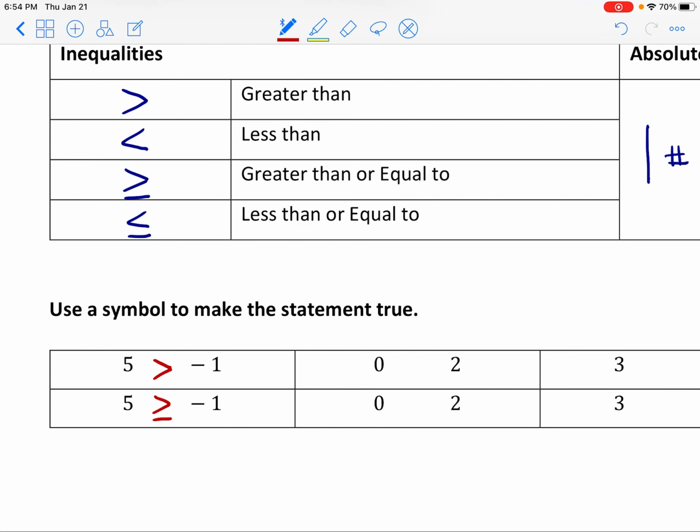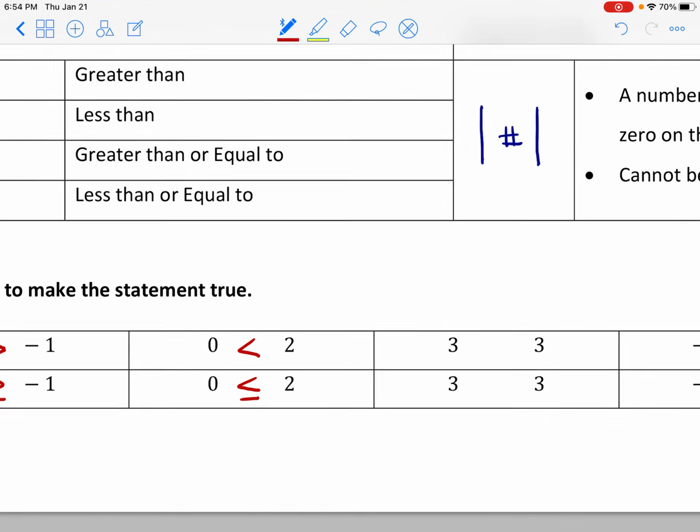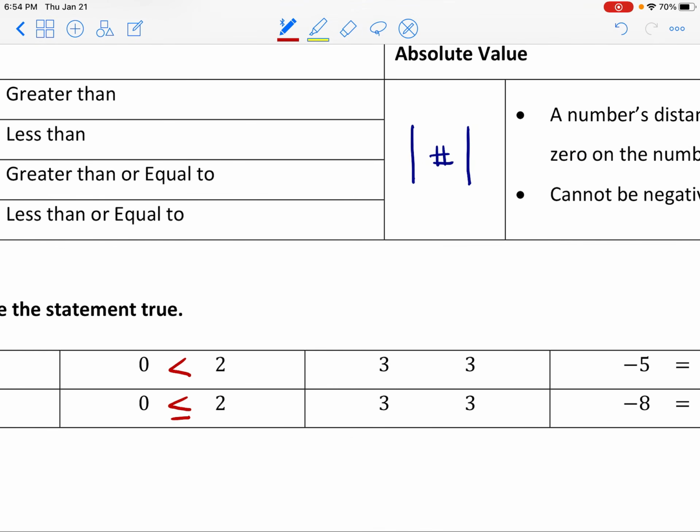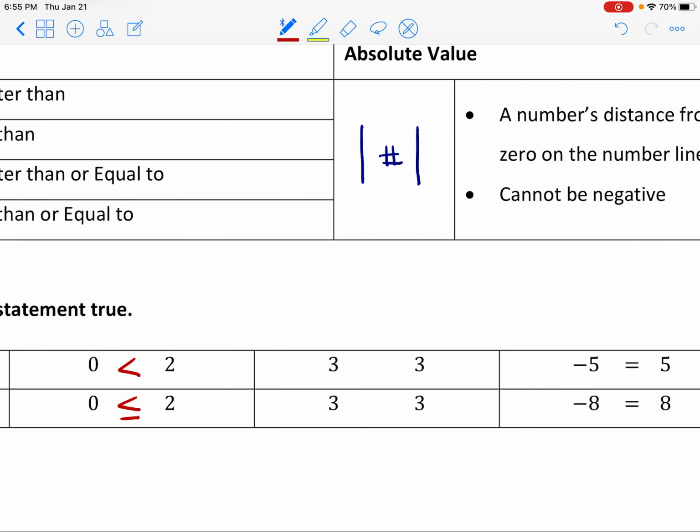Now if we're comparing 0 and 2, 0 is less than 2, but again, we could say less than or equal to because only one of those has to be true. So less than or equal to is going to work. Now if I have 3 and 3, I can say greater than or equal to. So 3 isn't greater than 3, but it is equal. And again, as long as only one of those applies, we're good. So I could also say less than or equal. Now 3 isn't less than 3, but again, it's equal, and only one of those two has to be true.